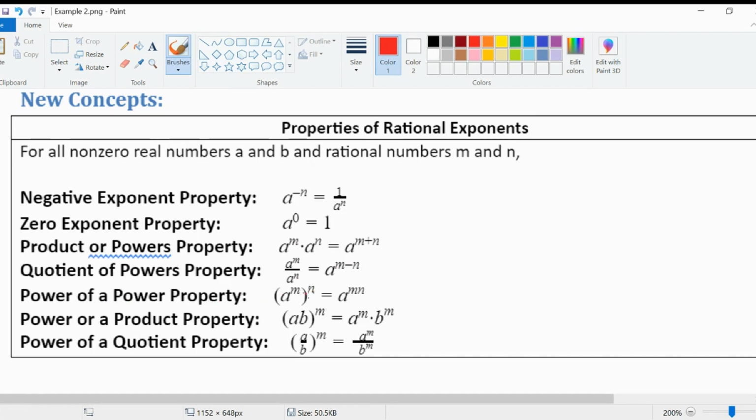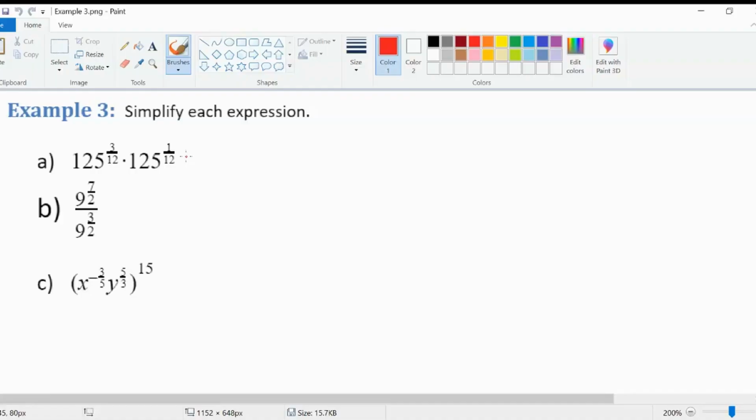Power to a power: if you have a power raised to another exponent, that's going to multiply your exponents. And a product to a power: when you have 2 numbers being multiplied together, a and b, raised to a power, they both get raised to that power. And lastly, a quotient to a power means that both your numerator and denominator are being raised to that power. So this is a good reference to look back to as you start practicing when you get to your class check with the power rules.